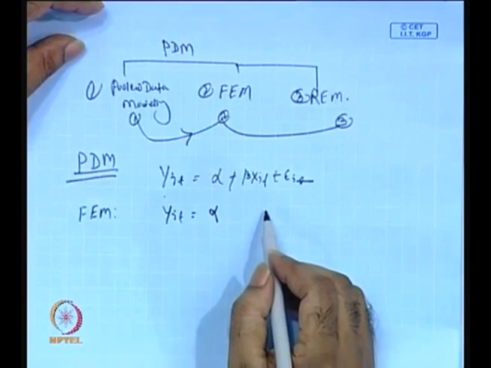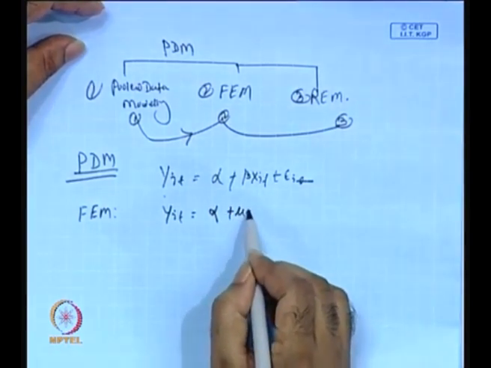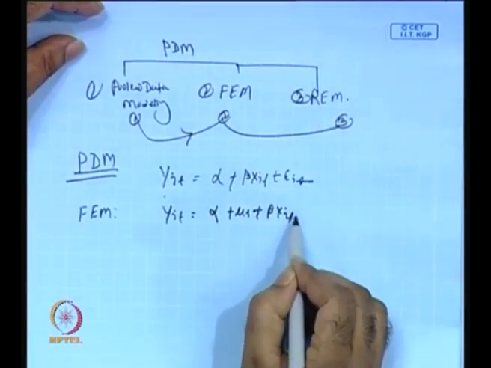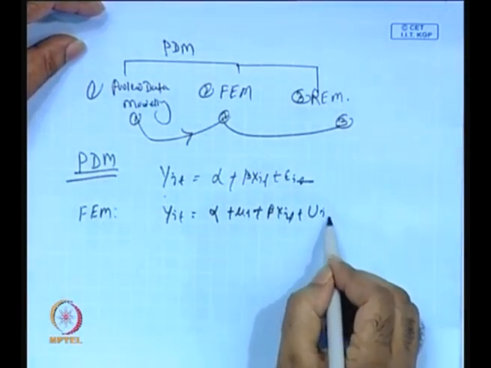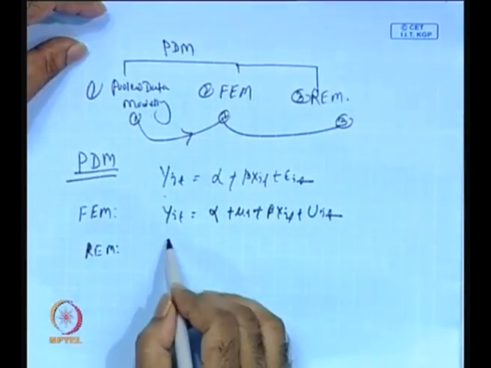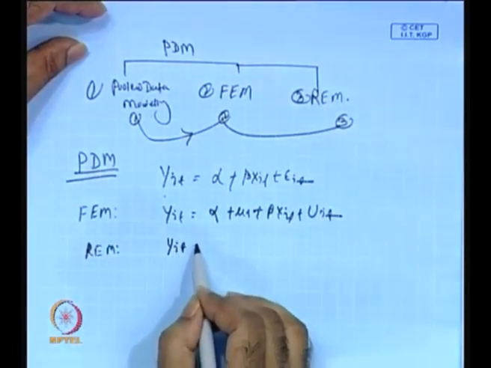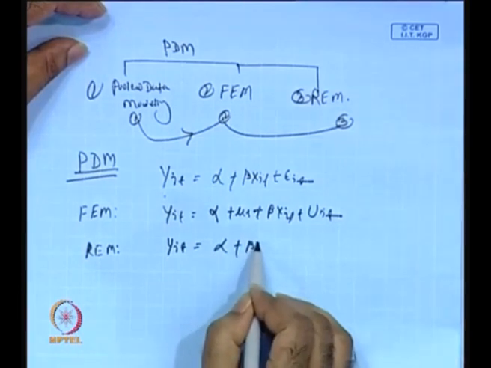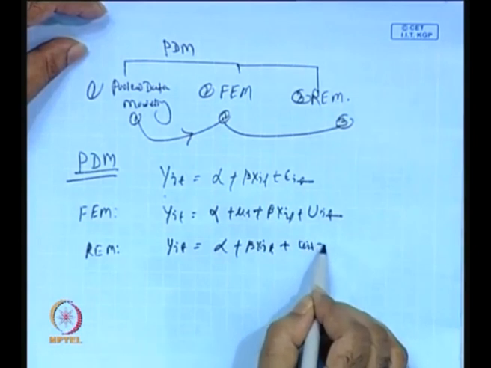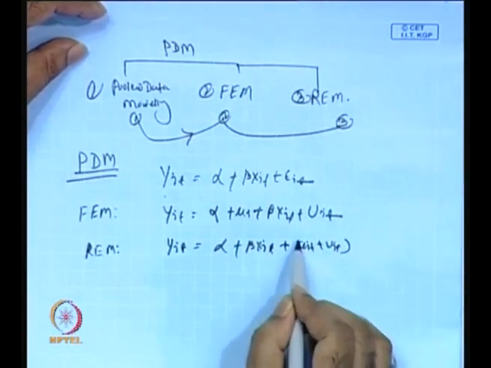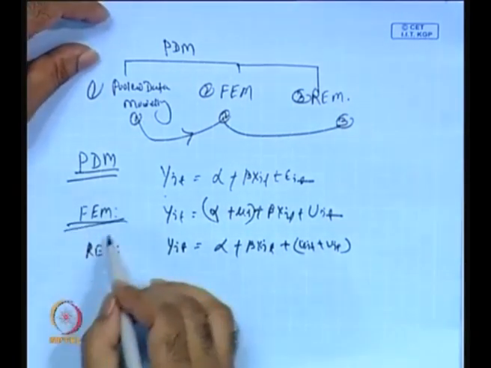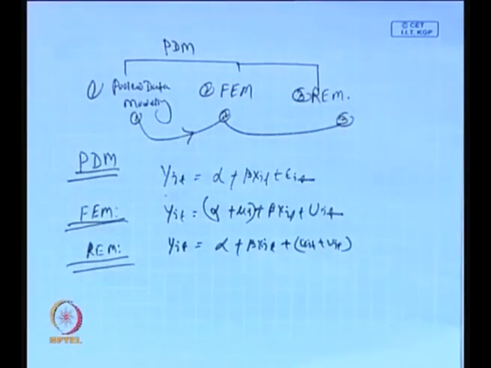Then we can write y_it equal to mu_i plus beta x_it plus u_it, say. Okay, so then the random effect model will be y_it equal to alpha plus beta x_it plus u_it plus b_it. So this is the complete setup of these three models. This is the basic framework of these three models.